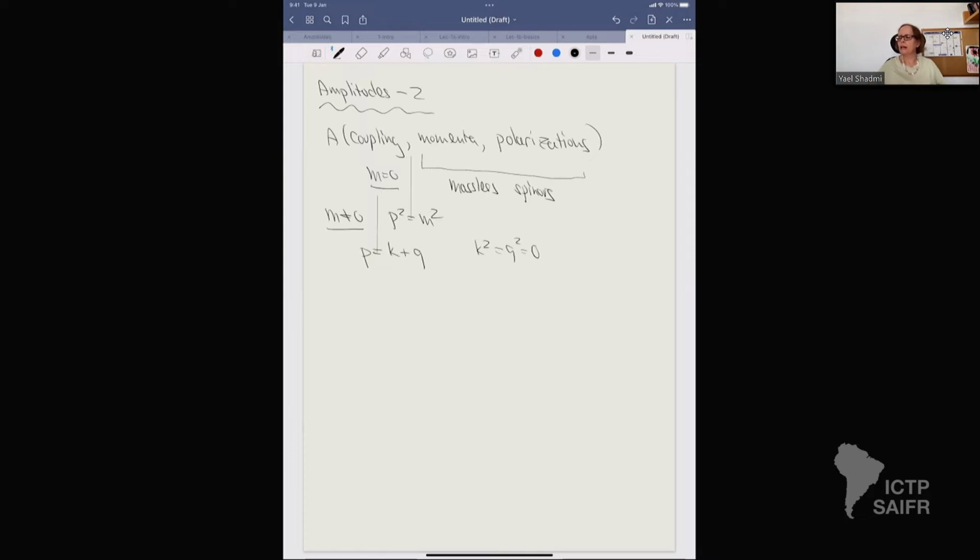Now, once we've done that, things are simple, because we can now express K in terms of massless spinors, the squares and the angles, and similarly for Q.